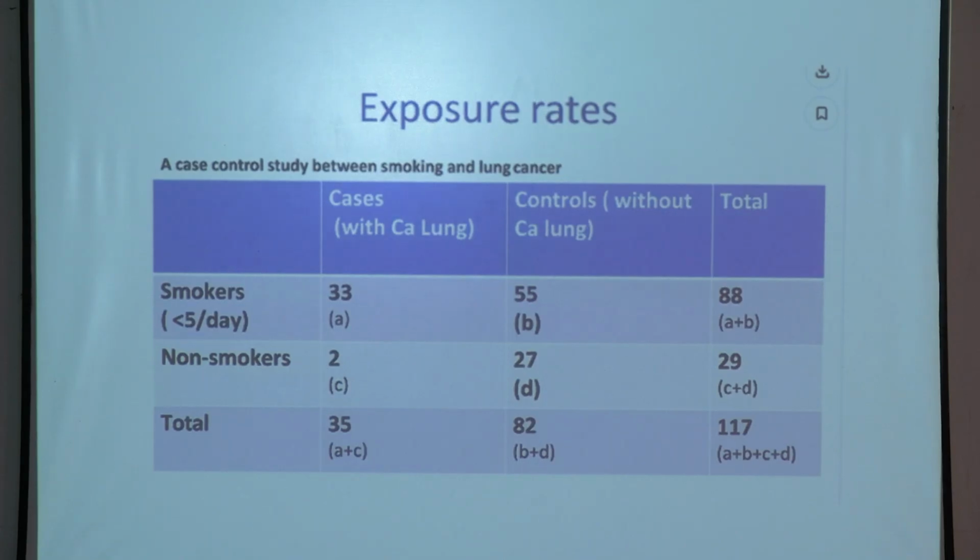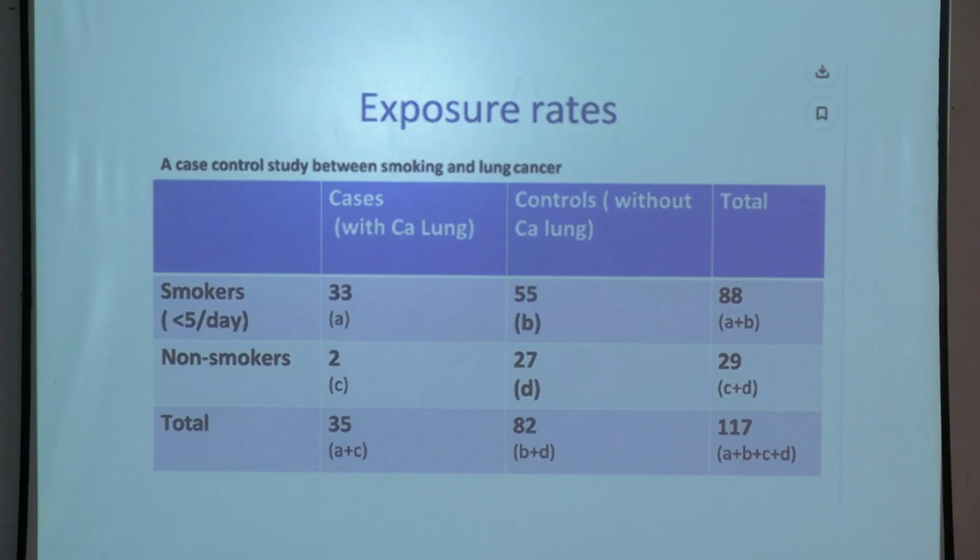Totally how many cases are there? Total cases, population. Cases are 35. Total number of people, the total number is 117. I have used the word case, but the total number of people is 117.